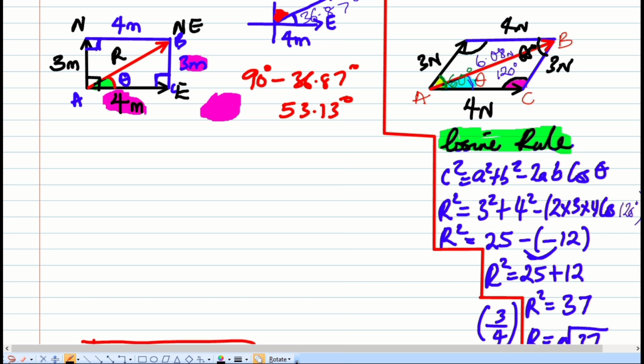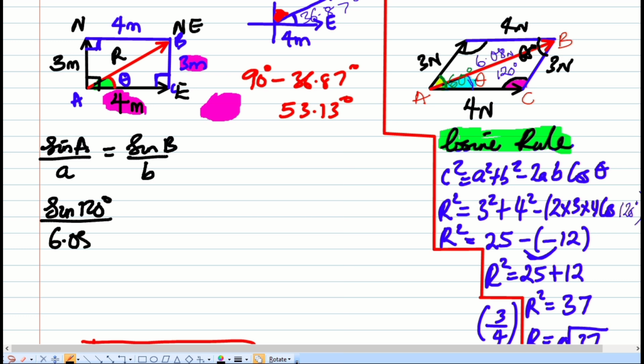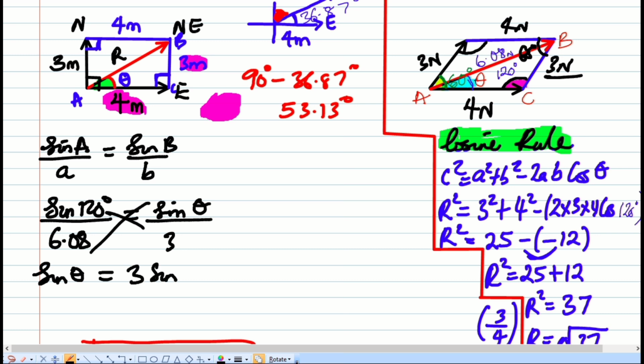Alright, so using the sine rule, remember sine A over A must be equal to sine B over B, also equal to sine C over C, but we're working with two sides. So sine A we can use as our 120 degrees, so sine 120 degrees over the side, which is the resultant 6.08, must be equal to sine the angle we're looking for, theta, over the side facing theta, which is 3 Newton. So that's 3. So now if you cross multiply, let's make theta the subject of the formula. I have sine theta to be equal to 3 times sine 120 degrees, all divided by 6.08.